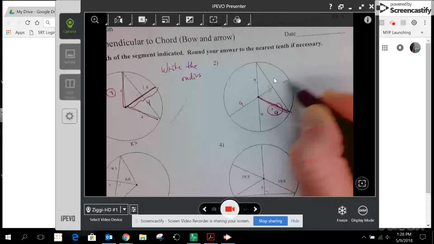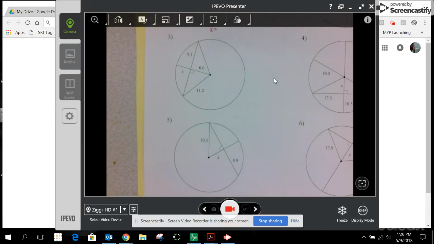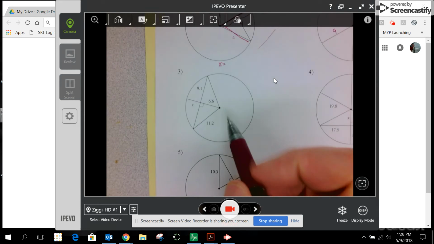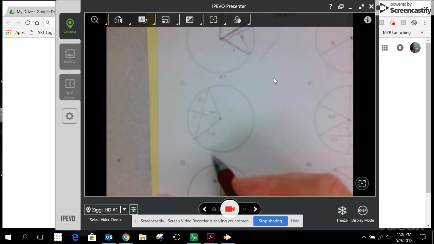That's the easy ones. Okay, let's go to the second one. Let's follow your same rule. Do you see a radius? If you see a radius, write it in. If there's 3 of them, write 3 of them in.